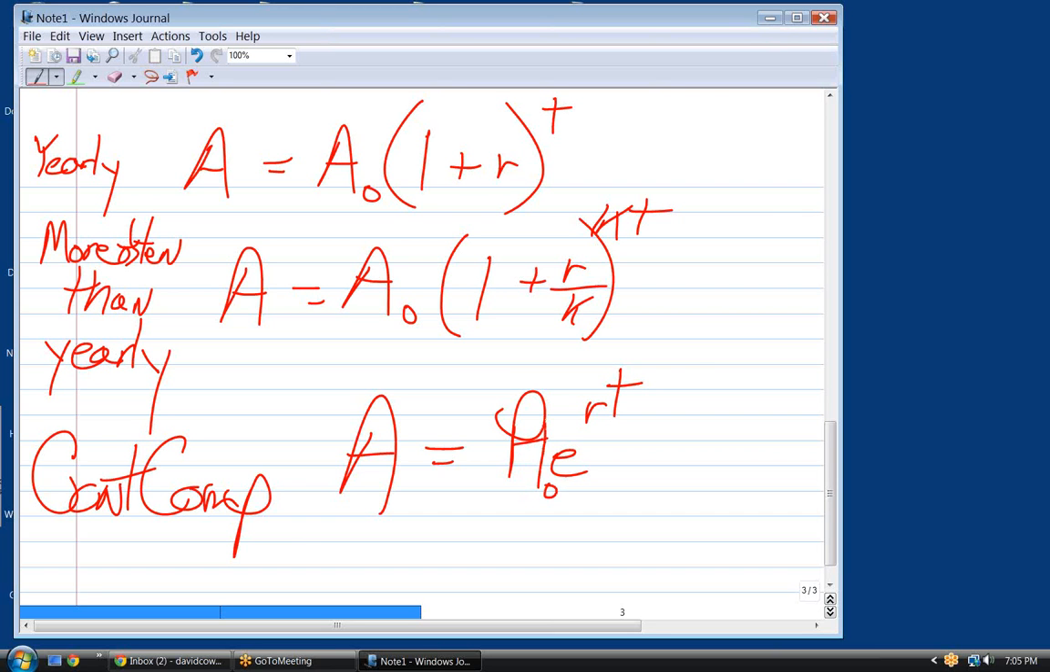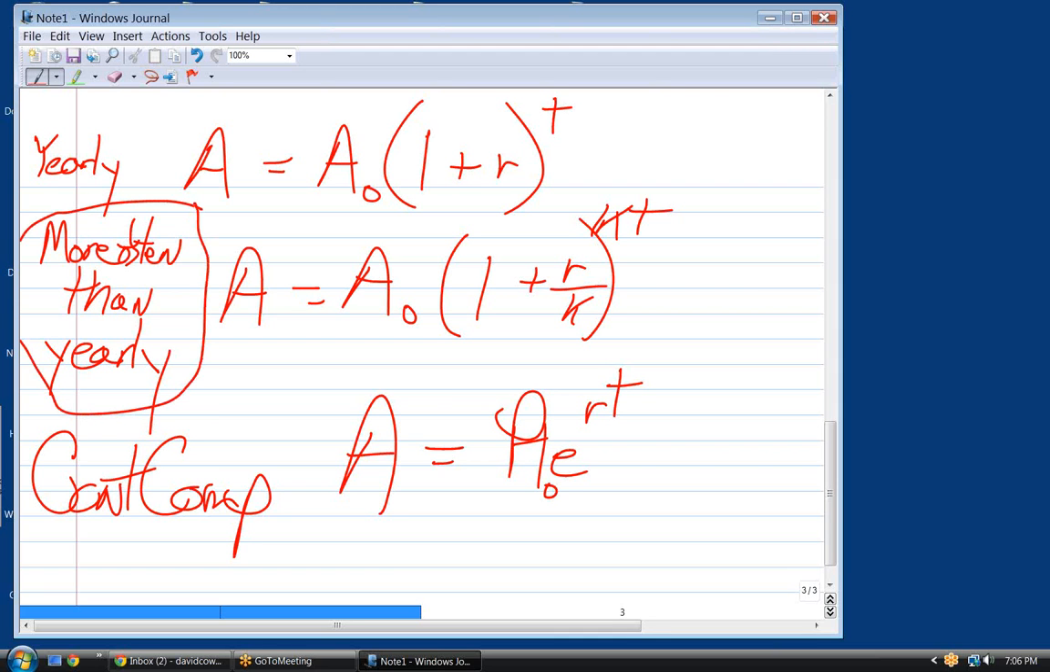So these 3, have you learned all 3 of these? Yeah. Okay, good. I thought so. Given that you're starting out with a continuous compounding one, I figured you had to have learned the yearly and the more often than yearly. And it's not often that an equation is defined that way, more often than yearly. But that's the way it is.